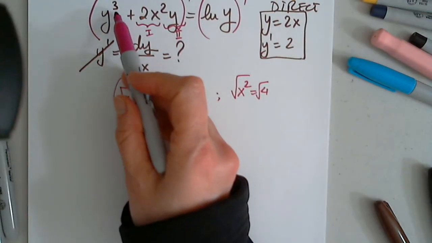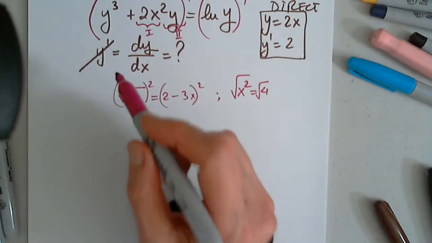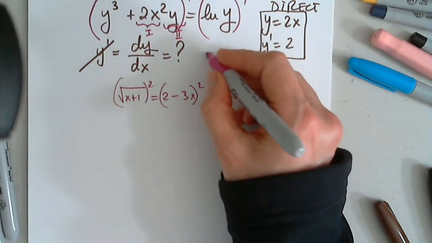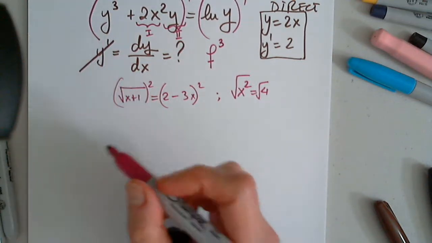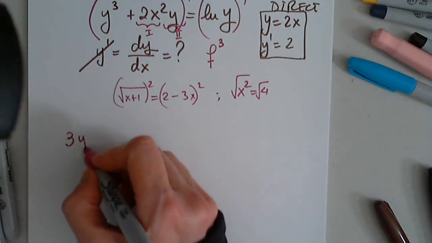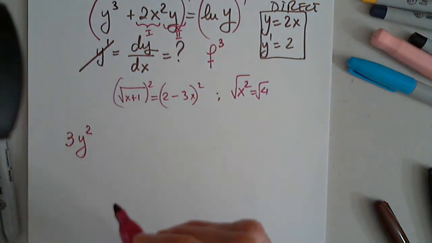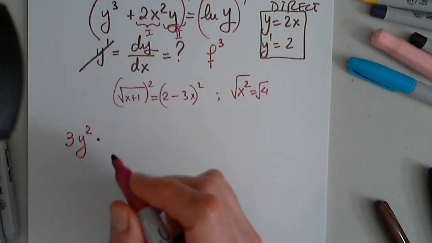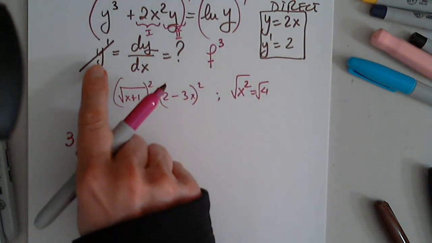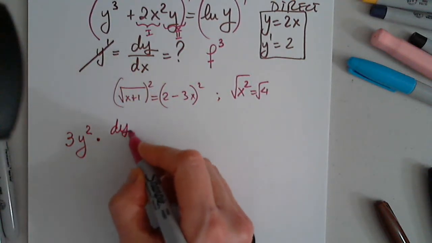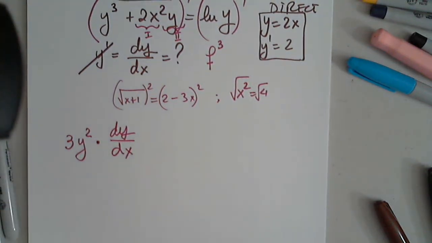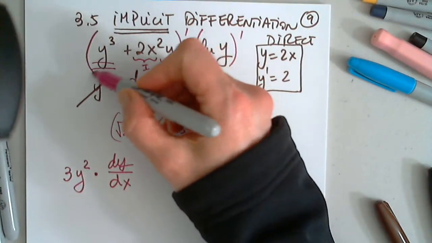So let's differentiate y cubed. Remember, y cubed is a function raised to the third power. So when I differentiate y cubed, I get 3 times y squared. Y is a function, so times the inner function prime. I will not write y prime. I will write dy over dx. This is only this piece.